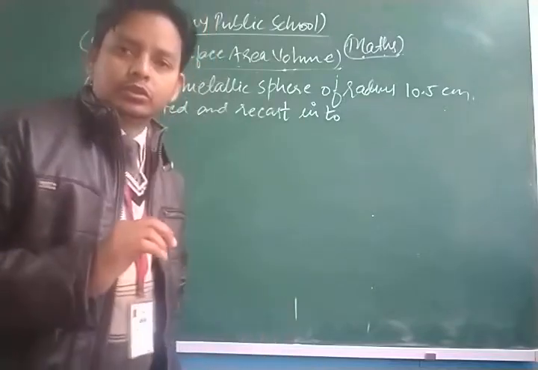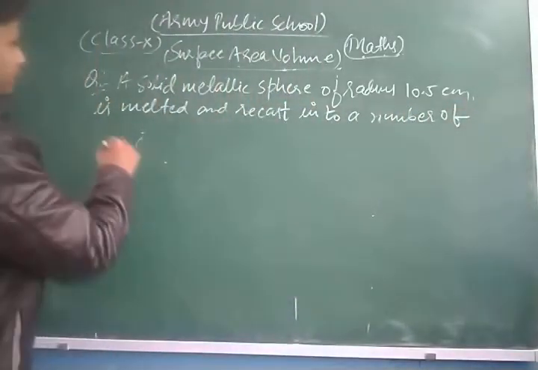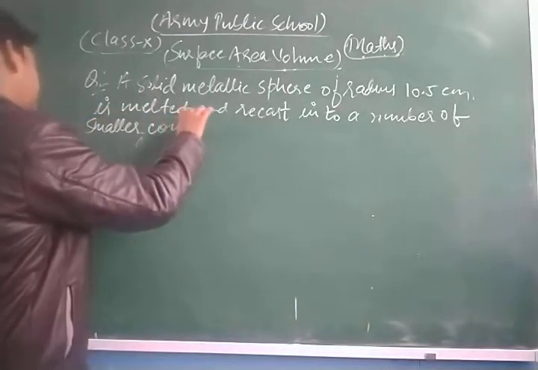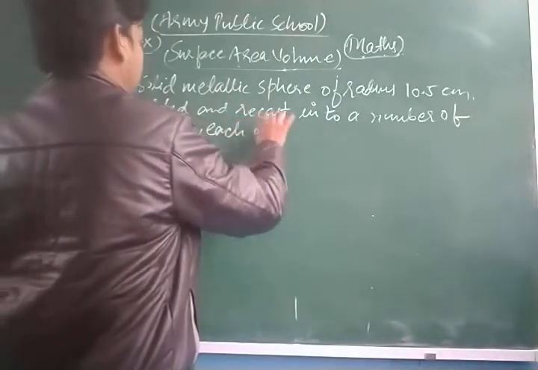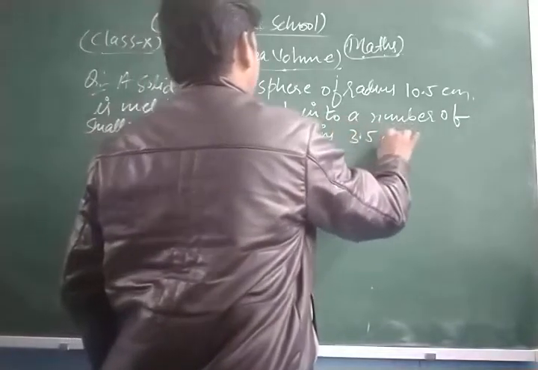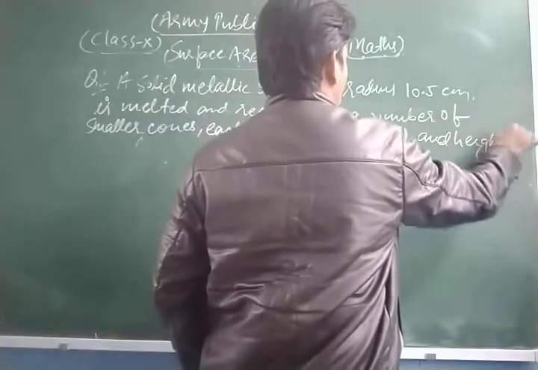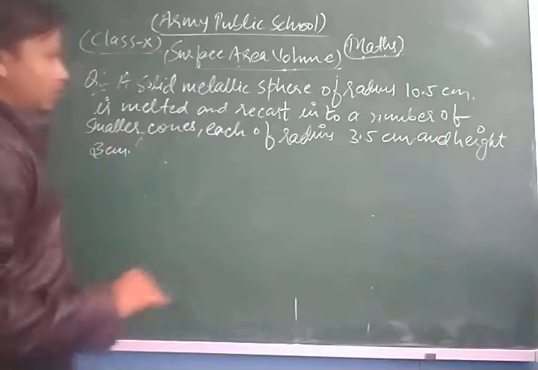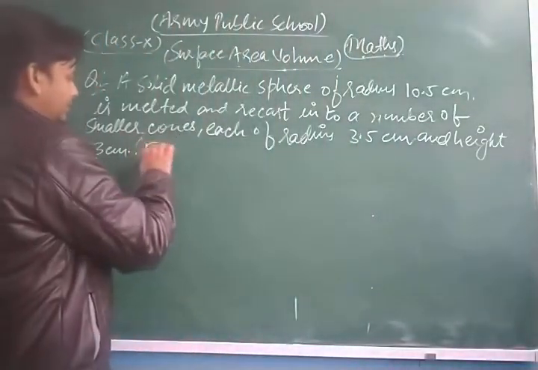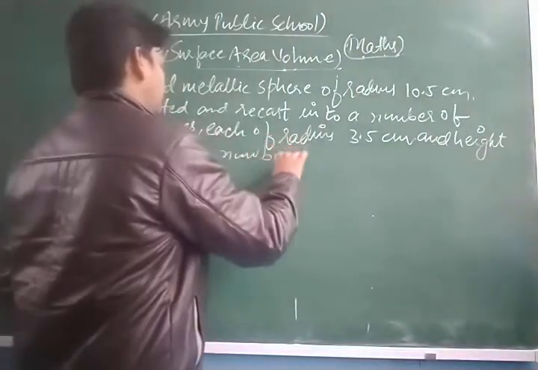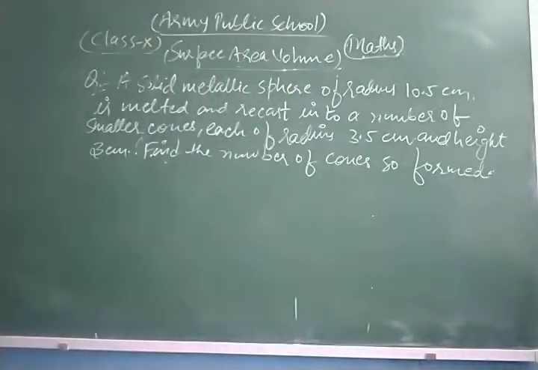a number of smaller cones, each of radius 3.5 centimeter and height 3 centimeter. Find the number of cones so formed.